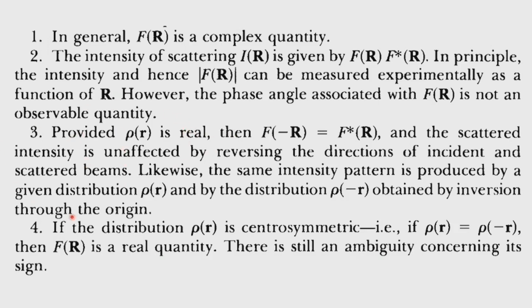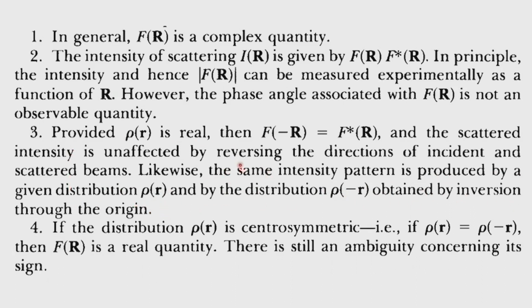A special property of f of r is that if rho of r is real, f of minus r can be written as f star of r, and the scattered intensity is unaffected by reversing the direction of the incident and scattered beams. Likewise, the same intensity pattern is produced by a given distribution of rho of r and by the distribution of rho of minus r obtained by inversion through the origin.